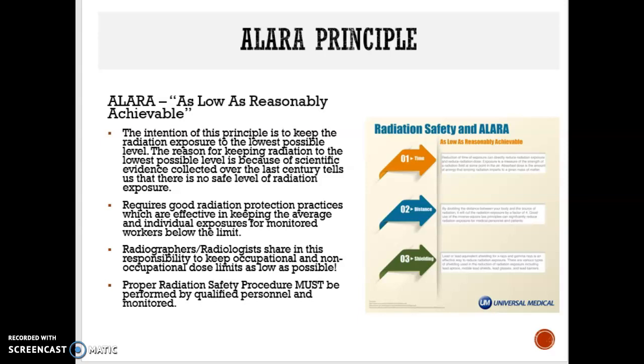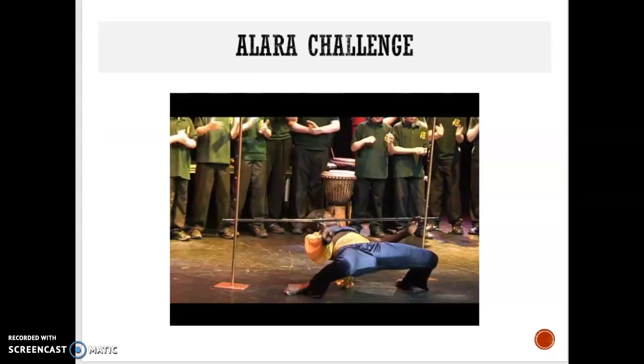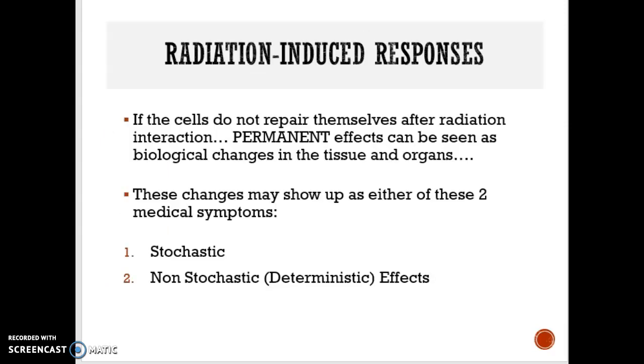In keeping the dose to ourselves as low as is reasonably achievable, it is always important for us to increase our distance from the source, reduce our time whenever it's possible, and shield ourselves. So how low can you go? If radiation doses cannot be limited, there could be permanent effects on the cell, and biological changes can occur within the tissue and the organ. And these changes, as mentioned already, are stochastic and non-stochastic or deterministic effects.